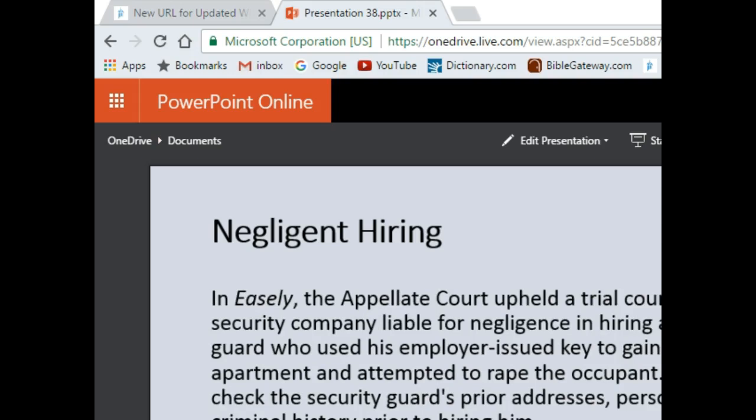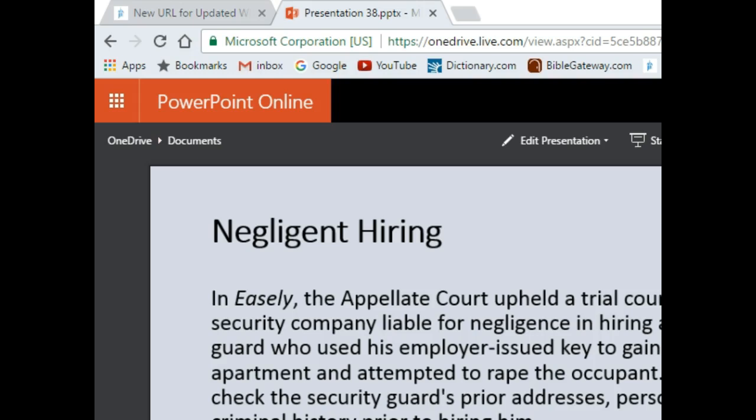In that Easley case, the appellate court upheld a trial court decision finding a security company liable for negligence in hiring an armed security guard who used his employer-issued key to gain entrance to an apartment and attempted to rape the occupant. The company did not check the security guard's prior addresses, personal references, or criminal history prior to hiring that employee.